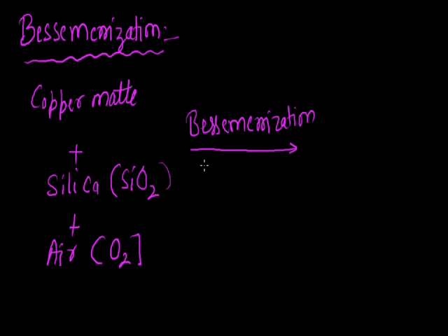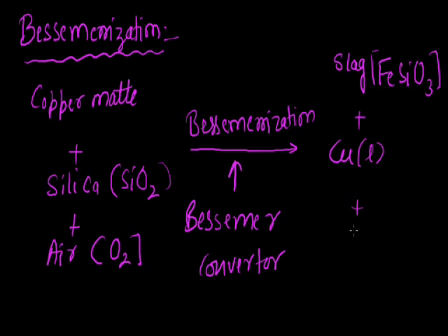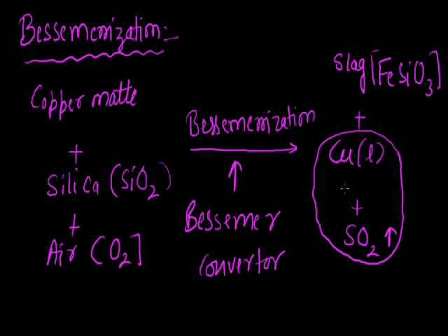and this is done in a Bessemer converter, and after this process we get slag, that is FeSiO3, copper in liquid state plus SO2 that is a gas, and due to the presence of sulfur dioxide gas with copper there will be some blister form in copper, so this is known as blister copper.